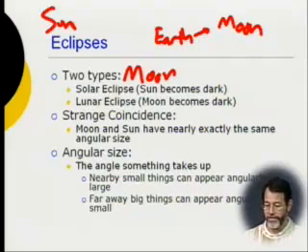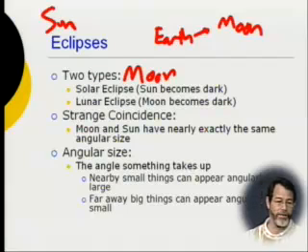Okay, so eclipses. Two types, solar eclipses and lunar eclipses. Surprisingly, the solar eclipse is when the sun becomes dark. Now, the sun itself won't become dark for a long, long time, billions and billions of years. I don't expect to live to see it myself.